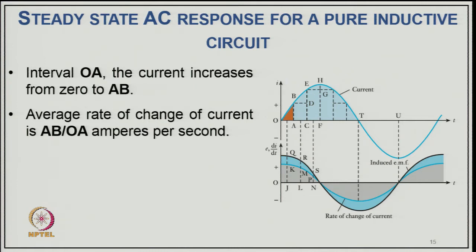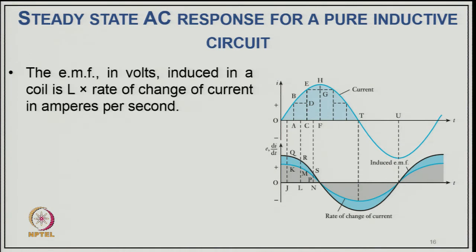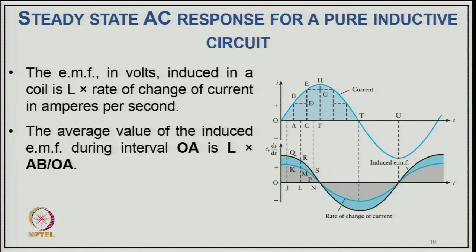So, we can say it is ampere per second, and the value is represented by JK in ordinate drawn by the midway between O and A here, in the rate of change of the current. And typically, the induced EMF in volts in a coil is L into the rate of change of the current, that is dI by dt in terms of ampere per second, and that is the voltage. You can call it going to the point Q, that represents the E here. The average value of the induced voltage during interval OA is L into AB upon OA.